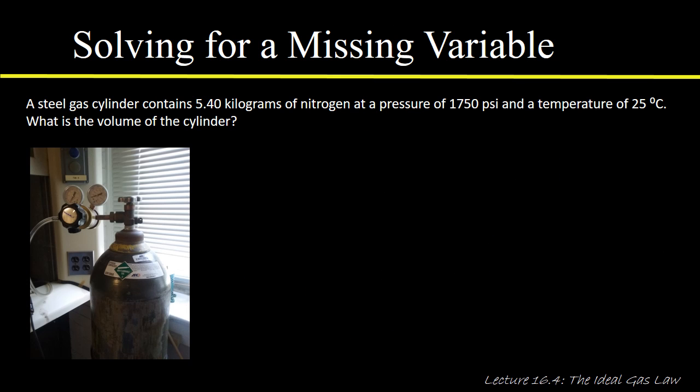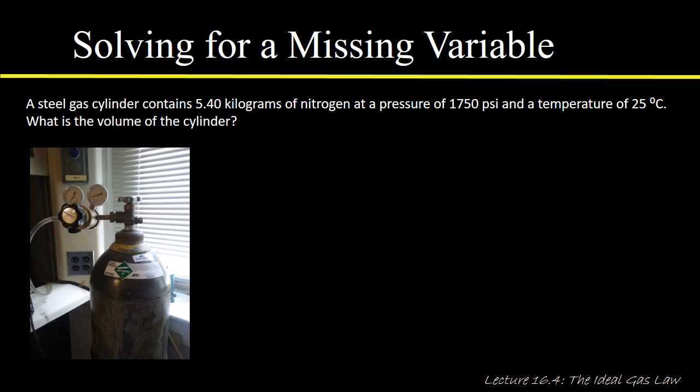All right, so this is what a typical ideal gas law problem looks like. A steel cylinder contains 5.40 kilograms of nitrogen at a pressure of 1750 psi and a temperature of 25 degrees Celsius. What is the volume of the cylinder?